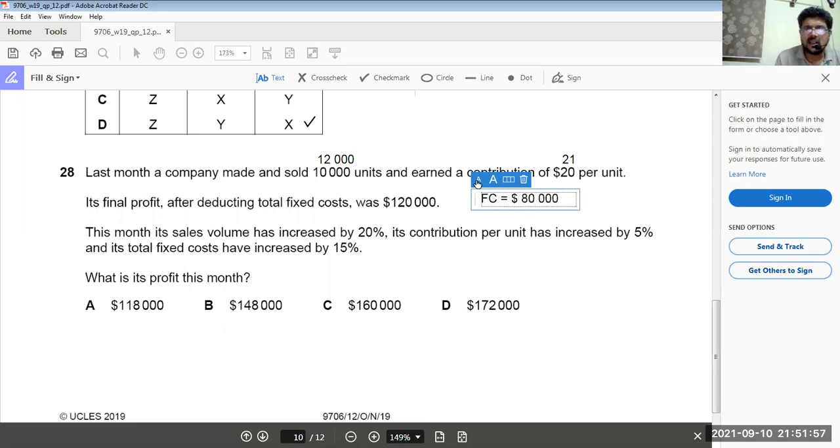Done. Now, fixed cost is increased this year by 15%. So fixed cost this year is 80,000 multiplied by 115%, that is 92,000. So this year we have sold 12,000 units multiplied by 21, the new contribution, total contribution 252,000, minus 92,000 fixed cost, and the profit is 160,000. Got it?